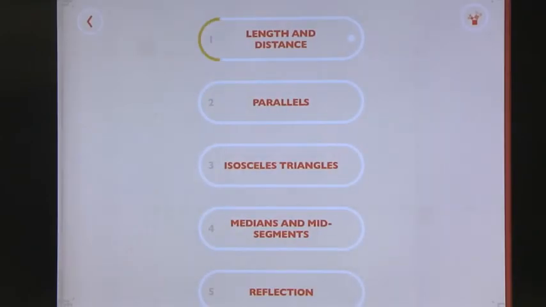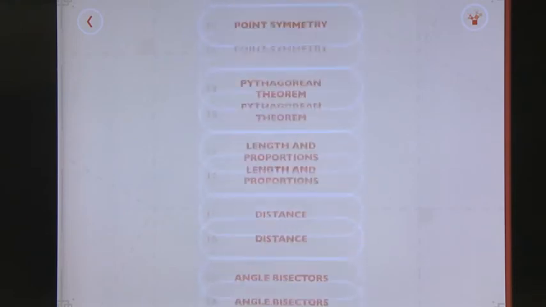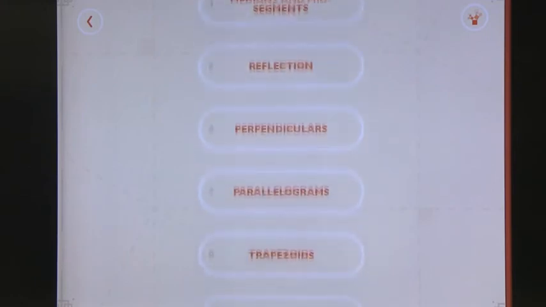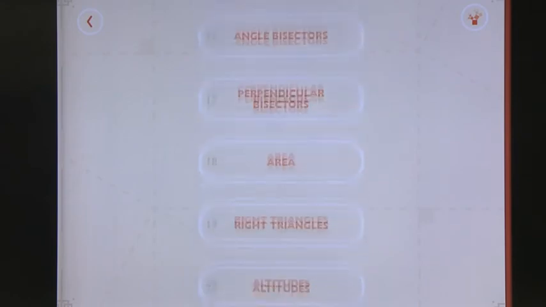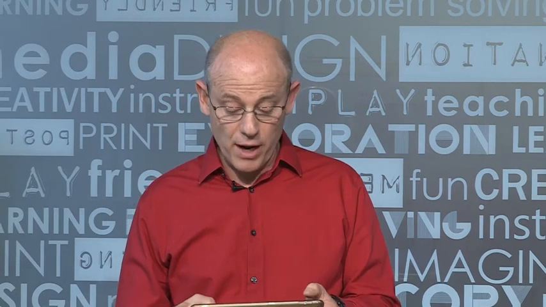But if I take you somewhere else, for example, you can see how fast you advance, and there's actually a world leaderboard for people who have gone through all of this. You can see that there are lots of topics. So it starts with simple things and it builds up. Length and distance is at the beginning, parallel lines, isosceles triangles, medians, and you can see you get to trapezoids, Pythagorean theorem, area, right angles, rotations, angles, and tangents. So it gets progressively more complicated. It's really, really a fantastic way to learn and to practice these kinds of skills.